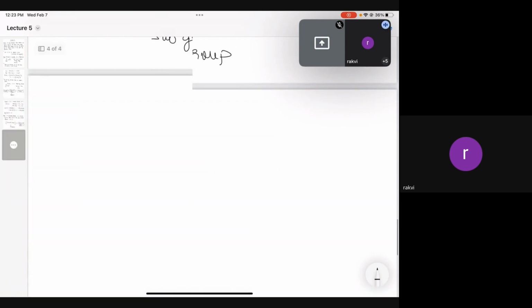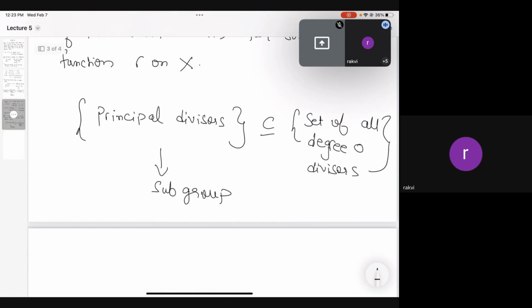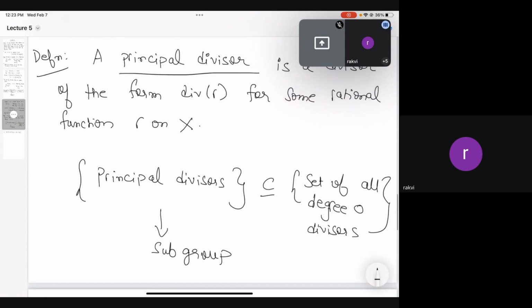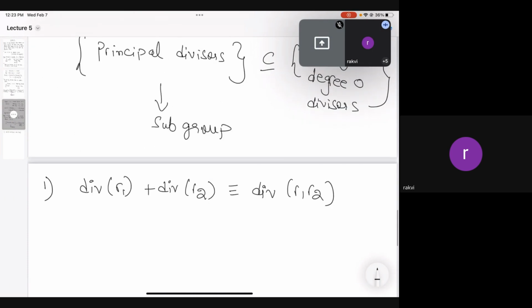Again, to check subgroup, we need to show that if I take two principal divisors and add them, that should again be a principal divisor. So why this works is, let's say you have two principal divisors, one coming from R1 and the other coming from R2. So this would be equivalent to the divisor of R1 R2. Oh, before I go further, I should define an equivalence.